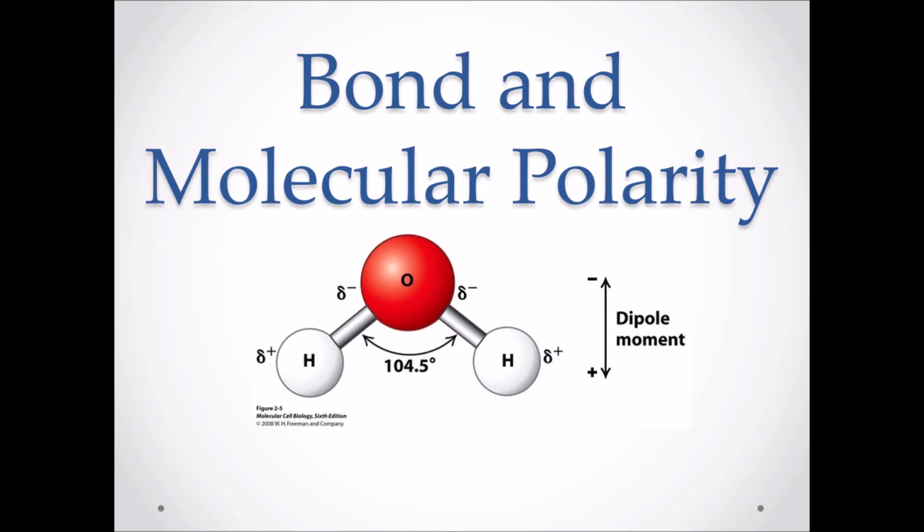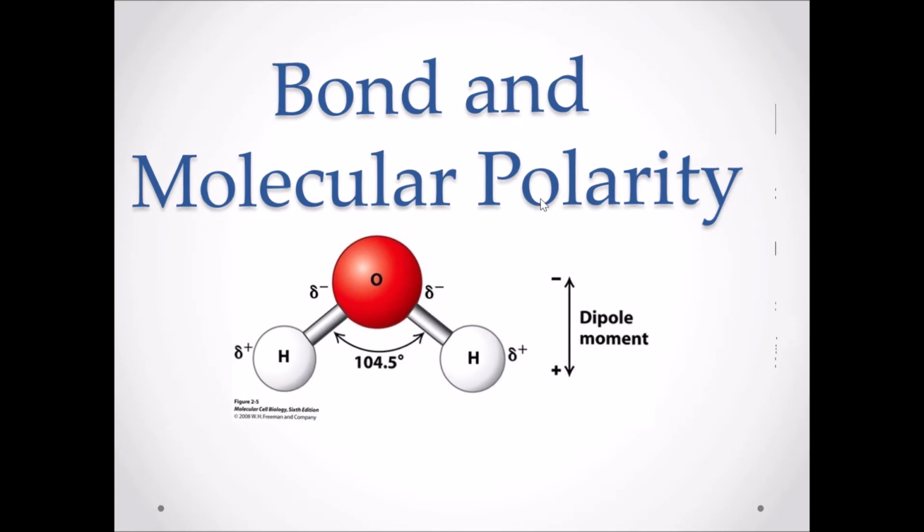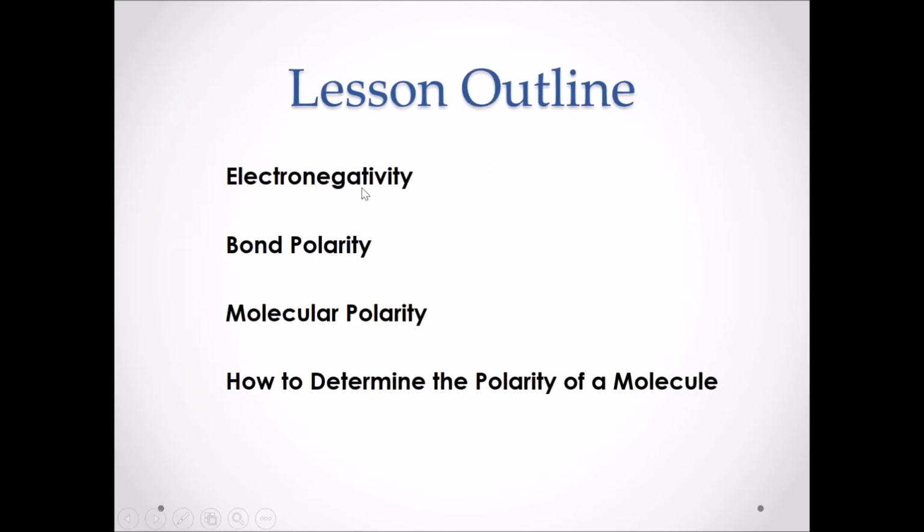Chemistry 20. This is our 6th lesson in the Diversity of Matter and Chemical Bonding unit. This is Bond and Molecular Polarity. In this lesson, we will recap electronegativity and bond polarity, then we will look at molecular polarity and how to determine the polarity of a molecule.